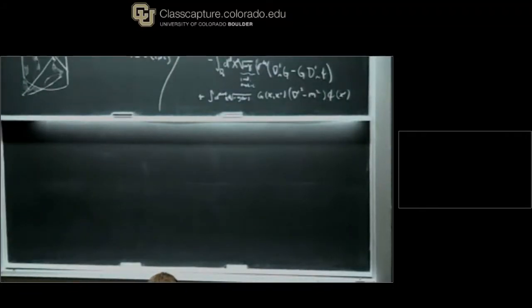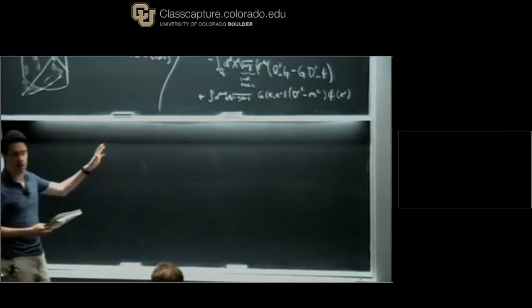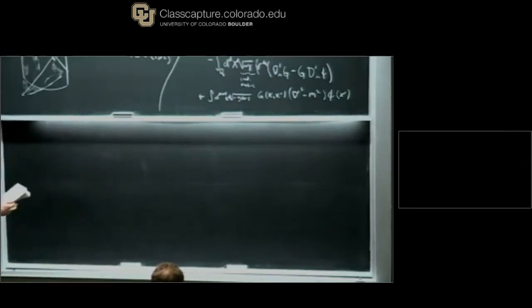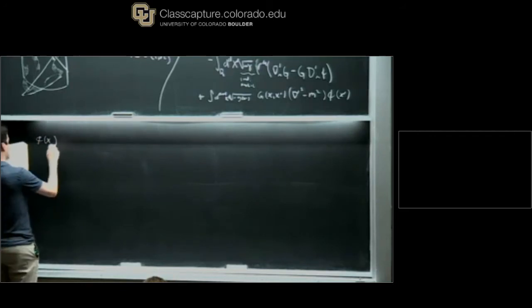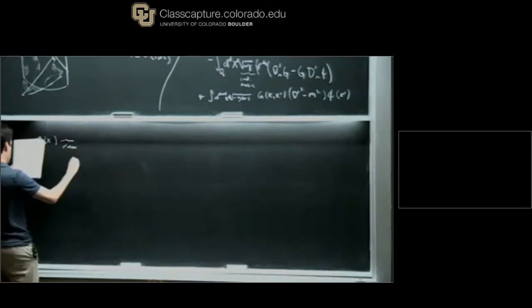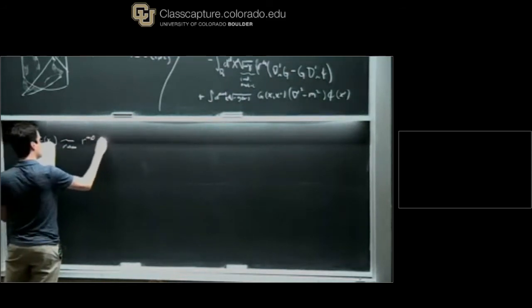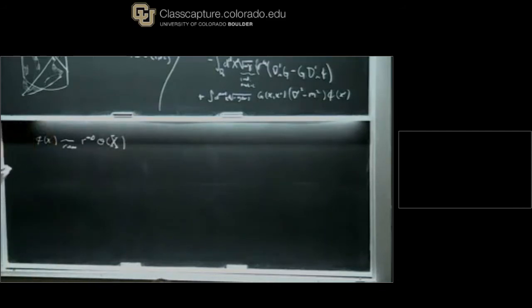Now, I can simplify this by using the asymptotic forms of phi and G. The boundary term I can simplify, right? So phi of x, well, we already know what phi of x does, right? As r goes to infinity, it just becomes r to the minus delta times O of big X. Okay?